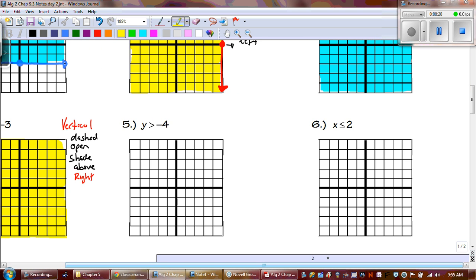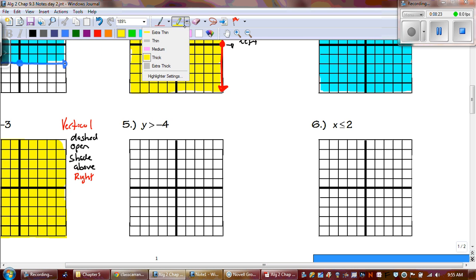Why don't you try 5 and 6 on your own? Just remember, for both of these, you need to look at the inequality to tell you what to do. Okay, go ahead and pause the video, and good luck.